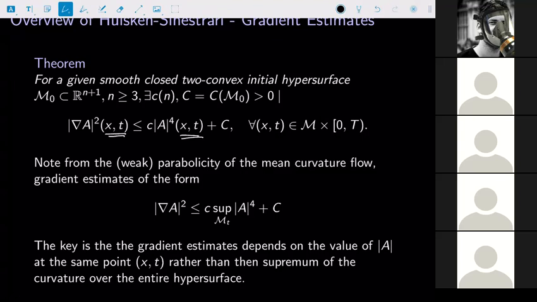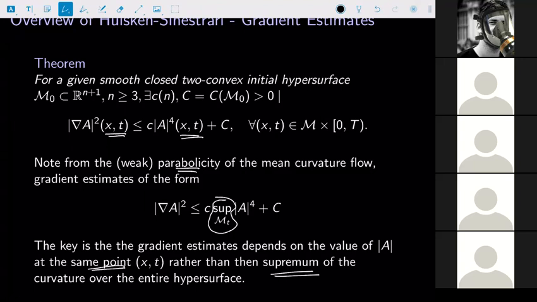Now, because the mean curvature flow is parabolic, you always get estimates of the form |grad A|^2 is less than a constant times the supremum of |A|^4, but you have to take the supremum over the entire manifold. However, this gradient estimate bounds the gradient of the second fundamental form by the norm of the second fundamental form at the same point, rather than taking a supremum over the entire surface. So this is technically the most important part of this estimate.